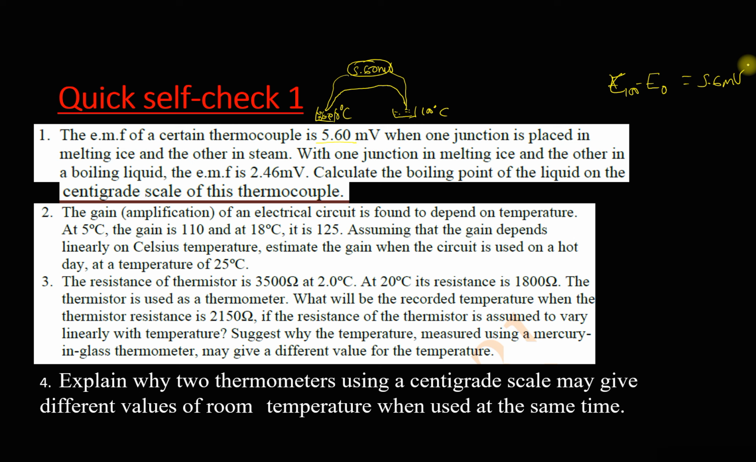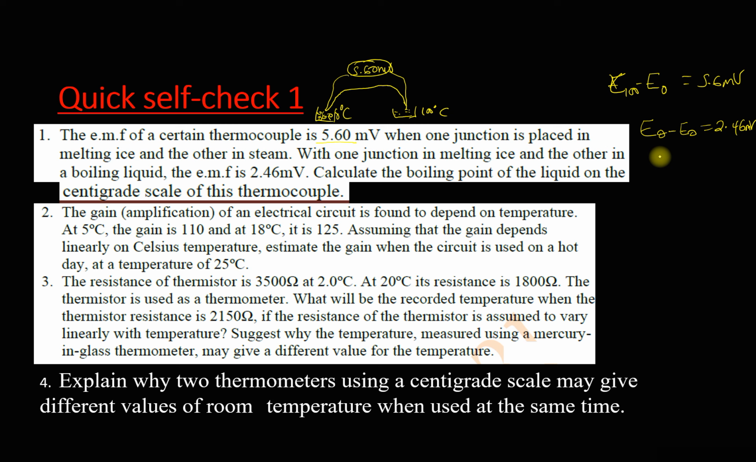millivolts. With one junction in melting ice and the other in a boiling liquid, the EMF is 22.46. That means now EMF at the unknown temperature minus EMF in melting ice, the difference, corresponds to 2.46 millivolts. Then calculate the boiling point of the liquid on the centigrade scale.